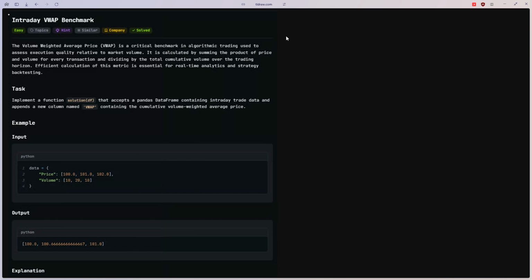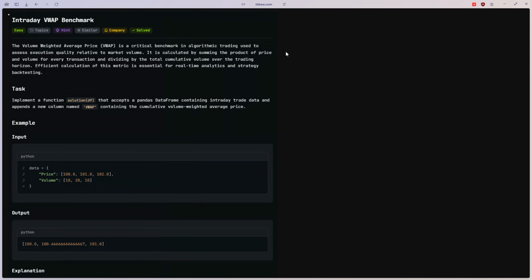Let's go over the problem intraday VWAP benchmark. The volume weighted average price, VWAP, is a critical benchmark in algorithmic trading used to assess execution quality relative to market volume. It is calculated by summing the product of price and volume for every transaction and dividing by the total cumulative volume over the trading horizon. Efficient calculation of this metric is essential for real-time analytics and strategic backtesting.